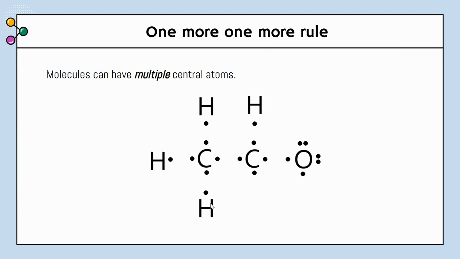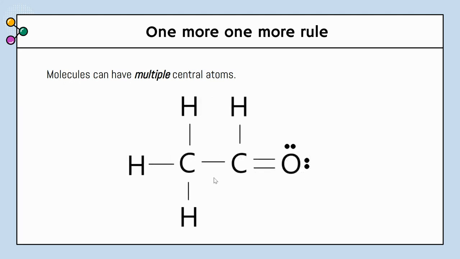And one more rule. Molecules can technically have multiple central atoms. We'll look at this more in the next video. But if I try to make this molecule here, we'll notice that there are technically 2 center atoms, both of our carbons. And you'll end up having to play around with Lewis structures a bit to find the format that actually works. And that is it for Lewis dot structures.